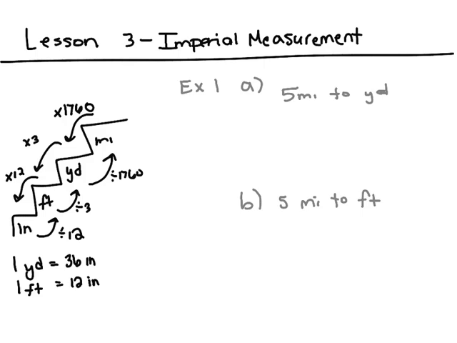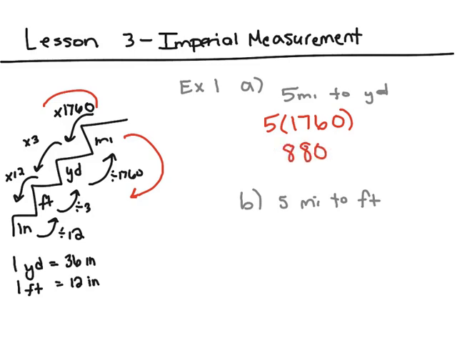So if we are going to convert from 5 miles to yards, that means we would be starting here and we're going down 1. So because we're going down, we're going to multiply by 1760. So 5 times 1,760. And that equals 8,800, not 880, just forget that. When you convert 5 miles to yards, there's 8,800 yards in 5 miles.